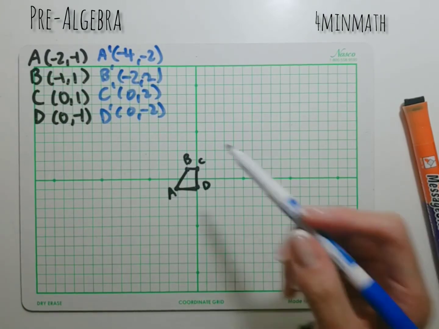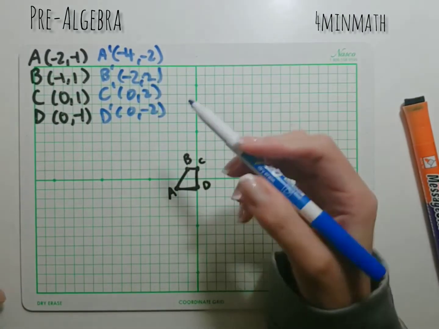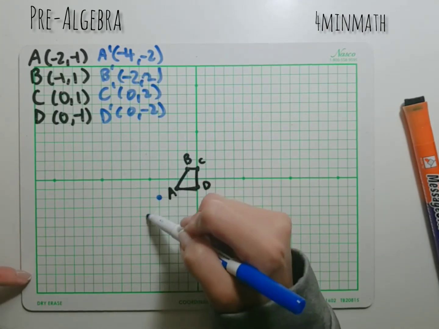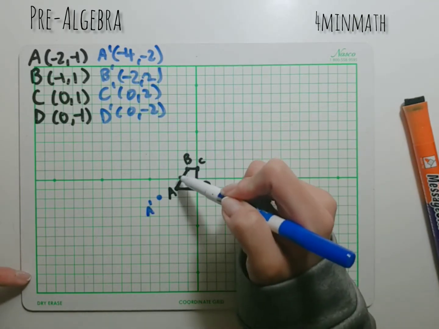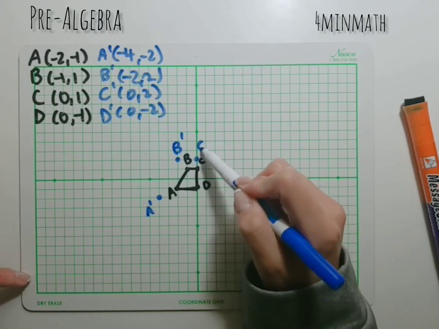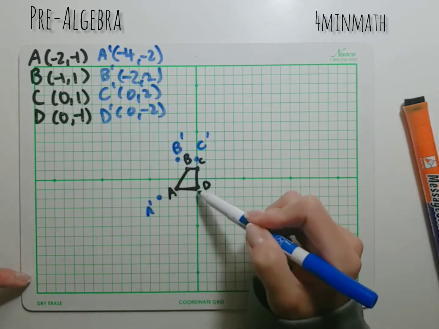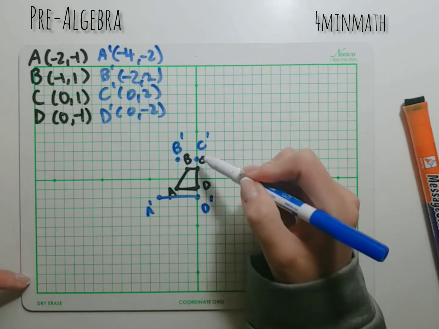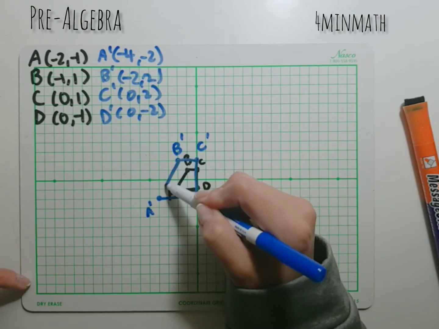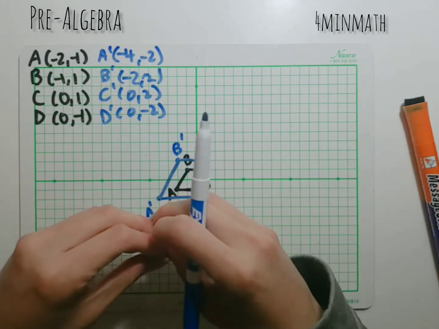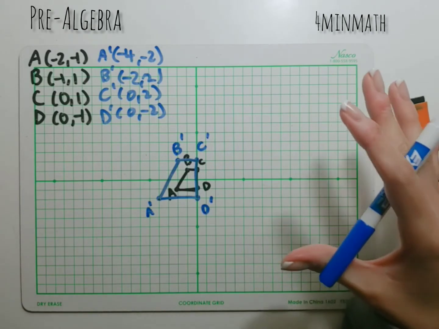So let's graph the first transformation. We have -4, -2. So 1, 2, 3, -4, -2. That's my A prime. -2, 2. That's my B prime. 0, 2, C prime. And then 0, -2 is my D prime. Connect all my dots, and there is my enlargement. So this is a dilation by a scale factor of 2, so it makes the original image bigger.